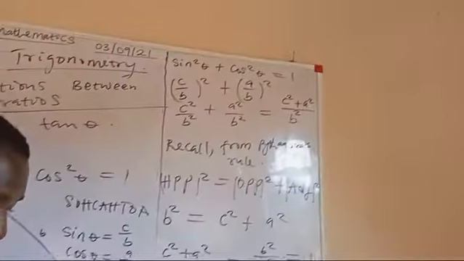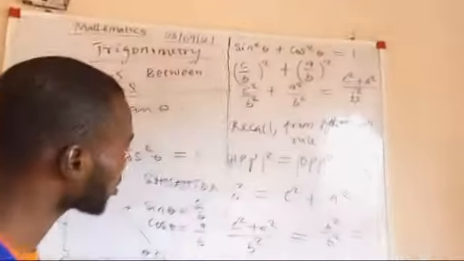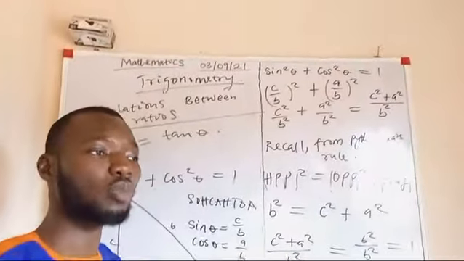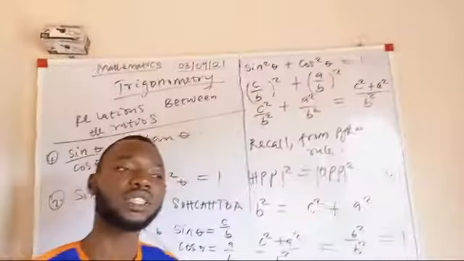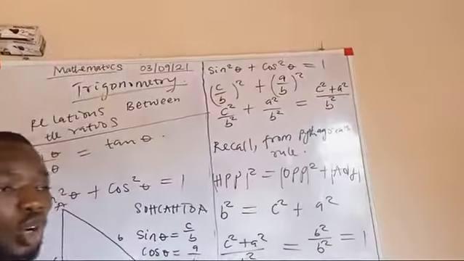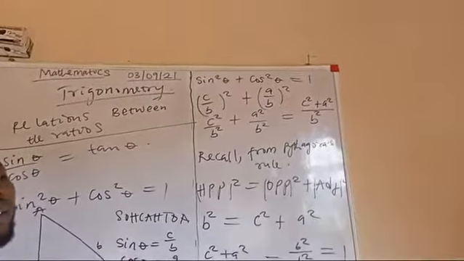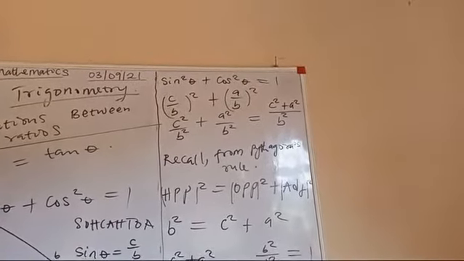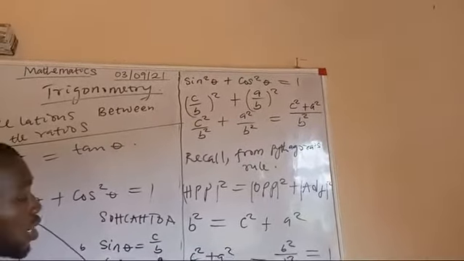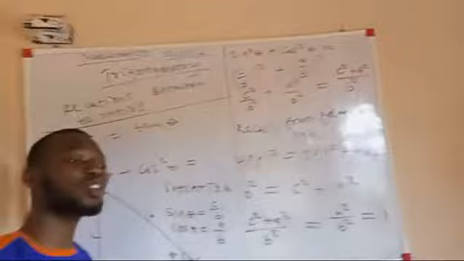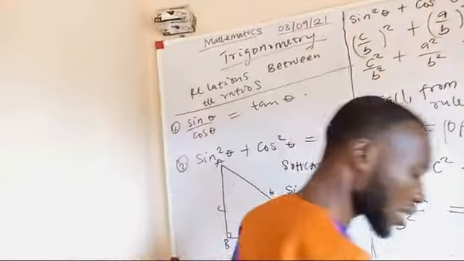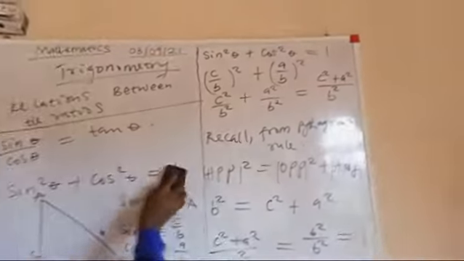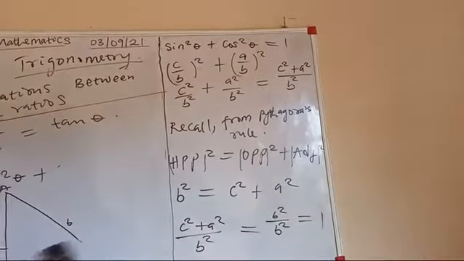We'll be going to complementary angles. We have complementary and supplementary angles. Two angles are said to be complementary if their sum gives you 90 degree, and they are said to be supplementary if their sum gives you 180 degree. Let's take a look at this now.